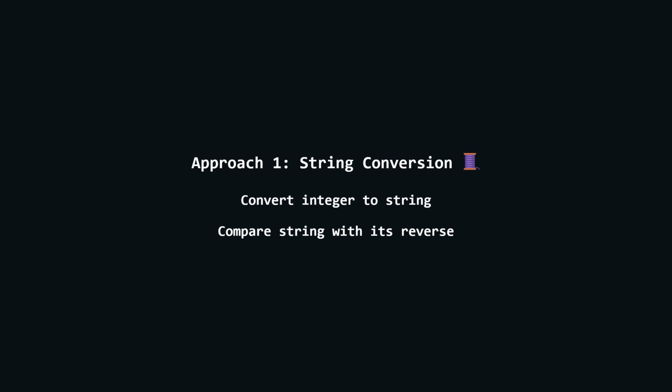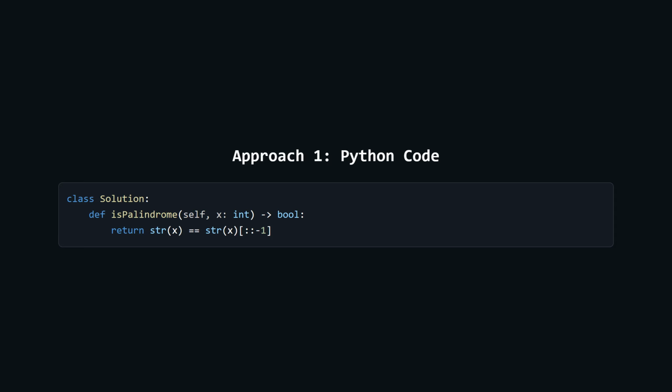Our first approach is the most direct one. We convert the integer into a string, reverse that string, and check if they are identical. Here is the Python code for this method. We simply convert the input variable x into a string and compare it directly to its reversed version.